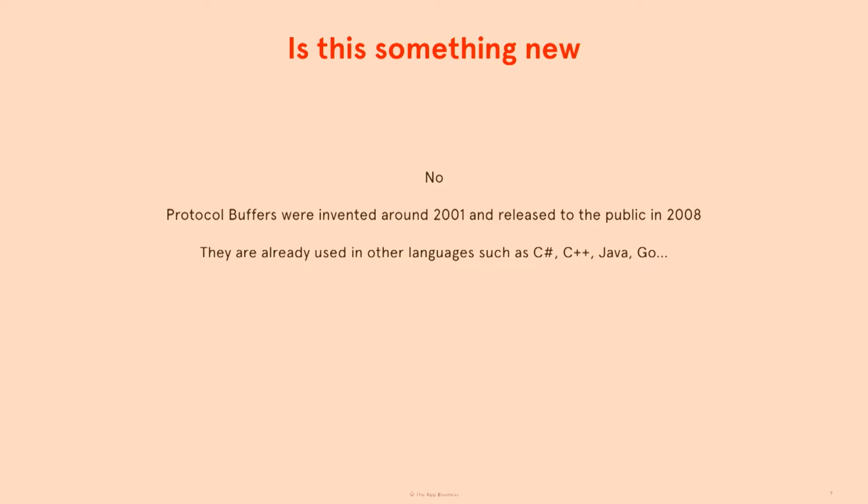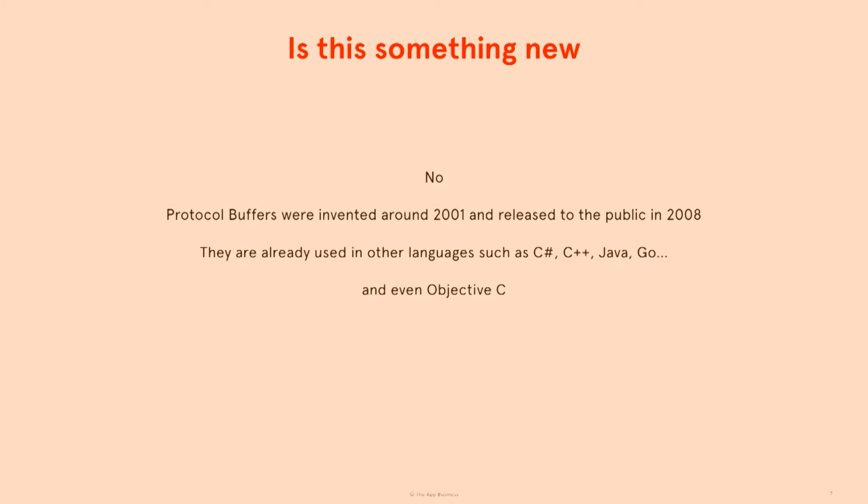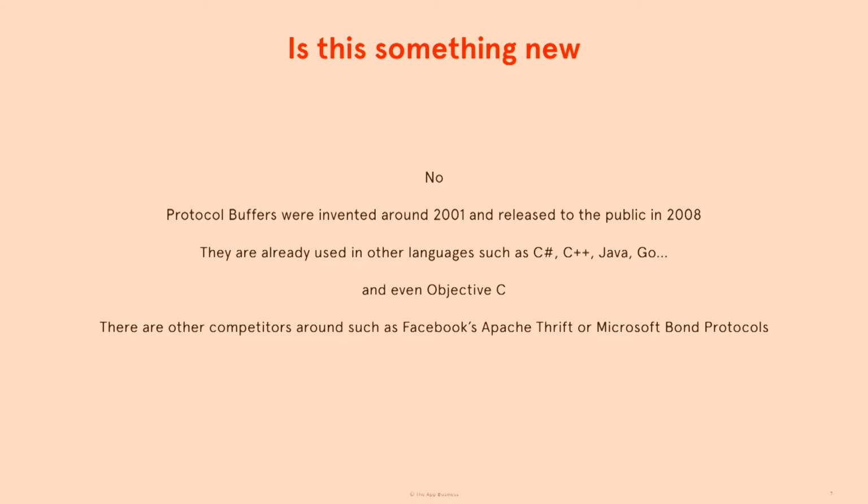They're already used in a few other languages. Just as example, we've got C#, C++, Java, Go, and please don't lynch me for saying this. I know I'm at Swift London, but they already exist in Objective-C. Objective-C did it first. I'm sorry. And there are other competitors around. So Facebook's Apache Thrift basically does the same kind of thing, and Microsoft's BOND protocols also do the same kind of thing. So it's not a new idea. It's just interesting that Apple have latched onto this.